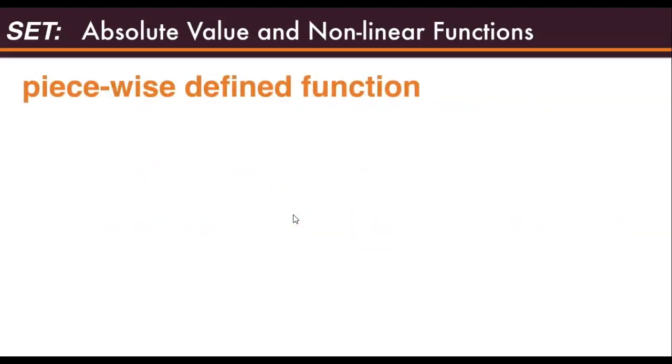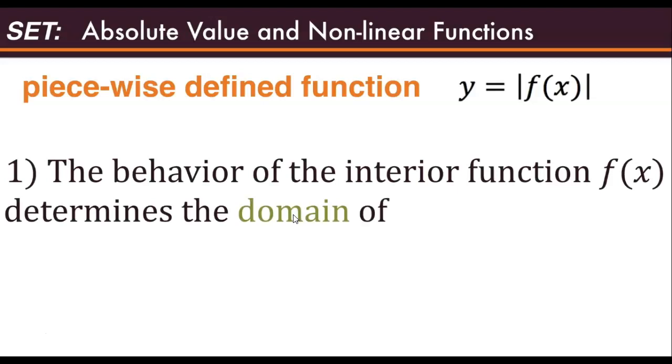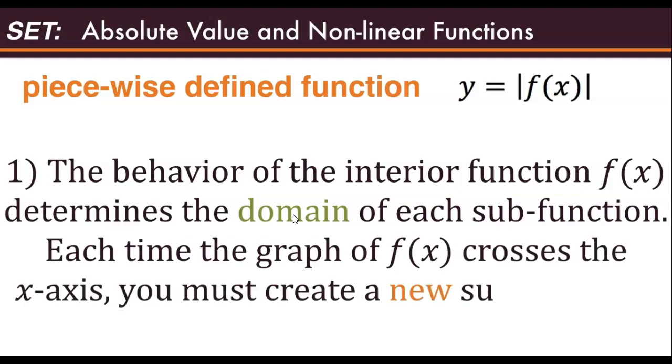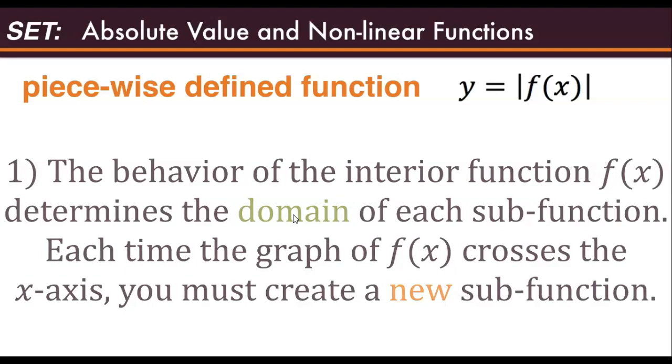There are 2 key points to remember when you're writing a piecewise defined function for an absolute value function, y equals the absolute value of f of x. The first is the behavior of the interior function f of x determines the domain of each subfunction. Each time the graph of f of x crosses the x-axis, you must create a new subfunction.